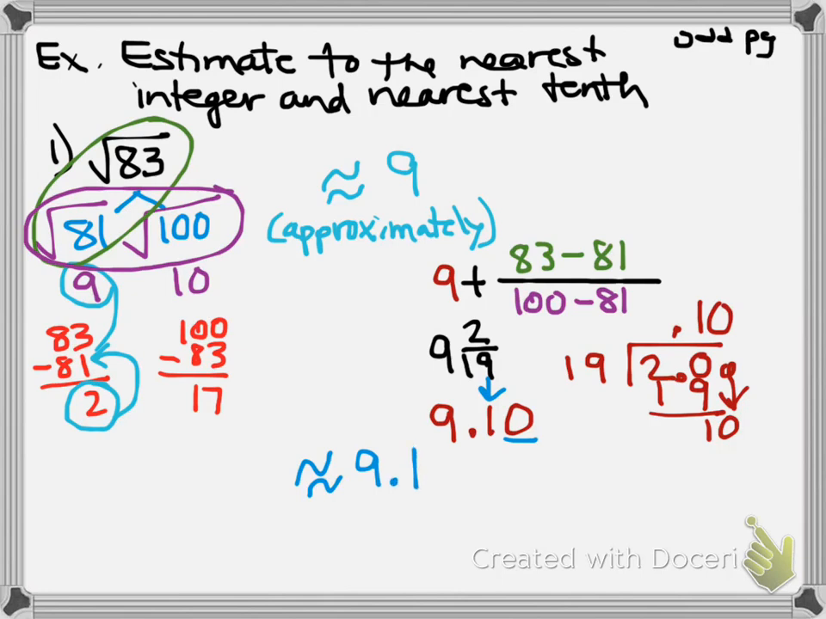Okay? So we're going to go back to the even page. For me, I'm going to go to a new screen, but I'll label it even page. We're going to talk about the process. The process on the left will end with the estimation to the nearest integer, and then we'll continue on the right in a column to how we get to the nearest tenth.